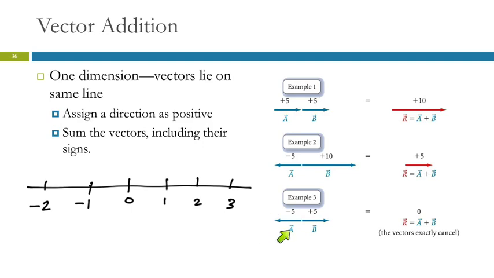Here in example 3, we have vectors of the same magnitude in opposite directions. And so they will cancel each other out. Those add up to 0. Any questions about that? We have to understand vector addition in one dimension before we can look at 2 or 3 dimensions. And all this is really is a number line adding positive and negative numbers.